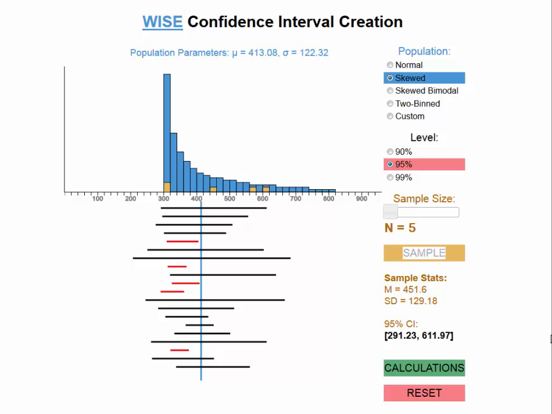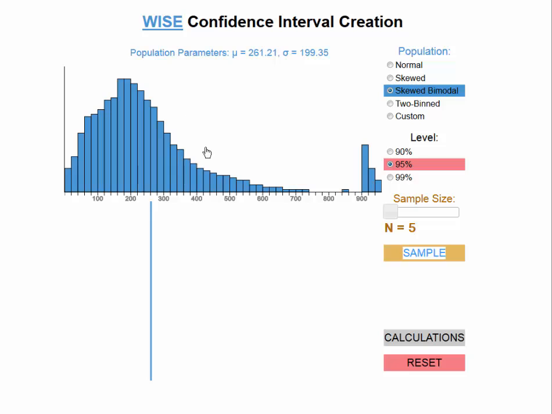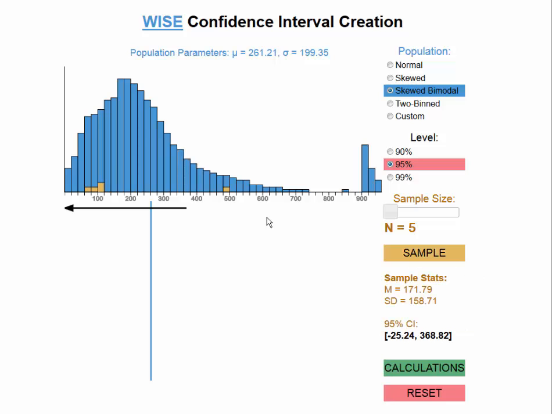We have a few other built-in distributions that are not normal. Here's a skewed bimodal. There are two bumps. Perhaps this represents two subsets of cases, maybe two different categories that are put together that we may be unaware of. But if we draw samples from this population, here a strange thing happens. The confidence limit, the lower limit of this confidence interval, is actually lower than the smallest score in our population.